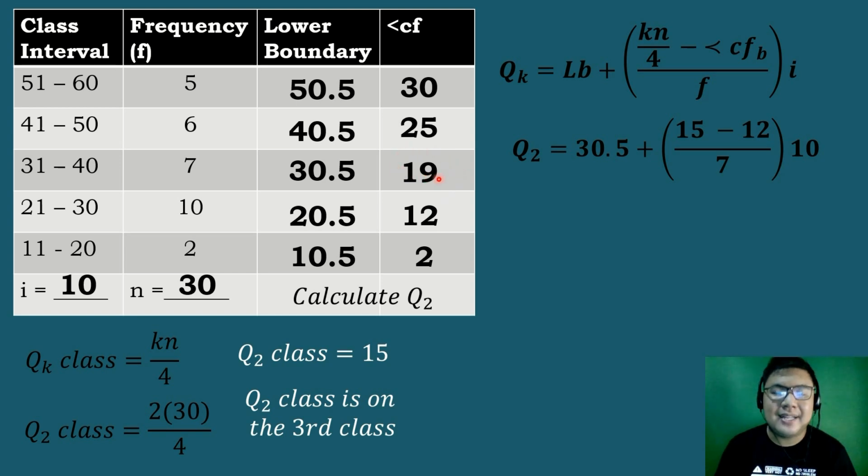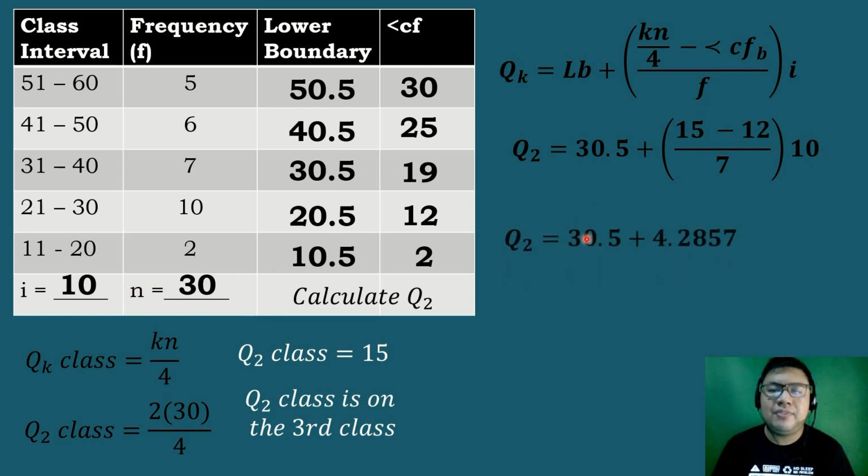The less than CF of the quartile 2 class is equal to 19. So the number before it is equal to 12. This is the second class, this is the third class, and the number before 19 is equal to 12. All over the frequency, which is equal to 7, the frequency of the quartile 2 class, times the interval, which is equal to 10.